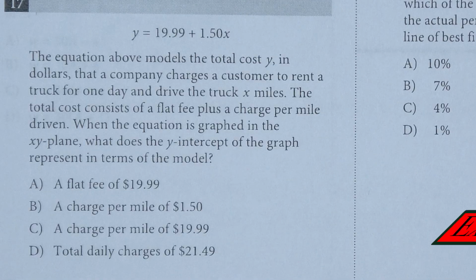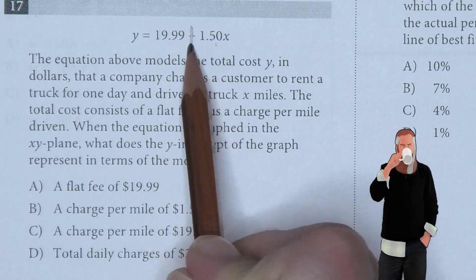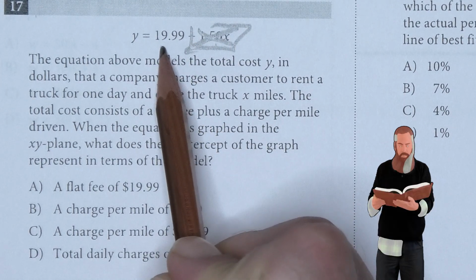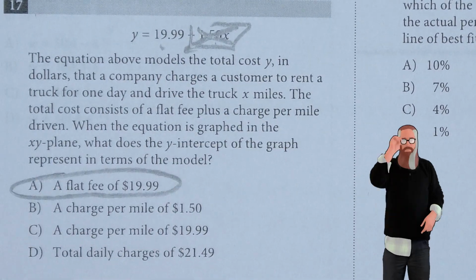D is the answer. The equation above models a total cost Y in dollars that a company charges a customer to rent a truck for 1 day and drive the truck X miles. The total cost consists of a flat fee plus the charge per mile driven. When the equation is graphed in the XY plane, what does the y-intercept of the graph represent in terms of the model? So if you rented the truck and drove 0 miles, you would eliminate that and be left with this 0 miles just renting the truck and having it sit there. That is the flat fee of $19.99.